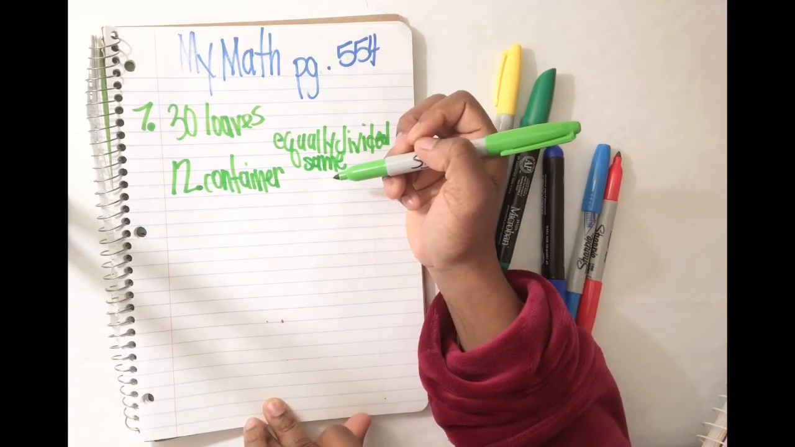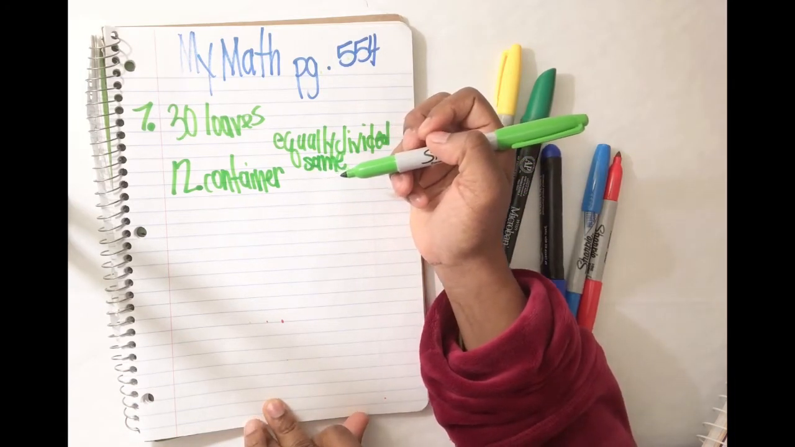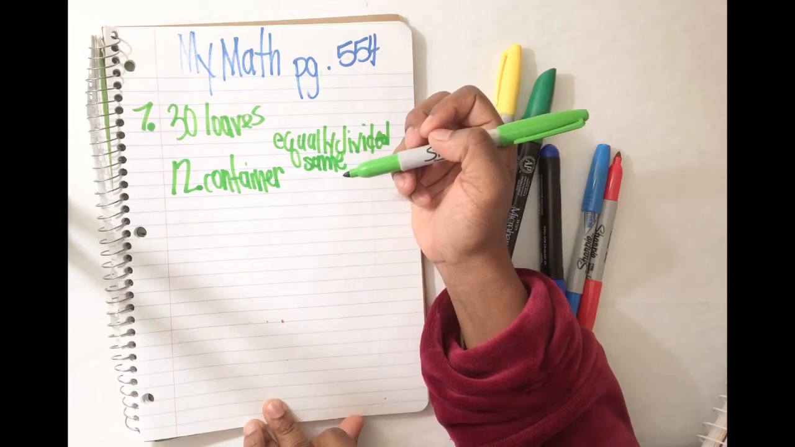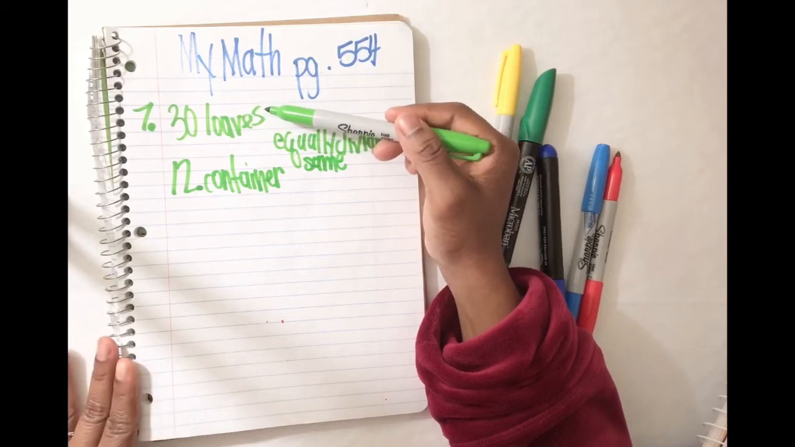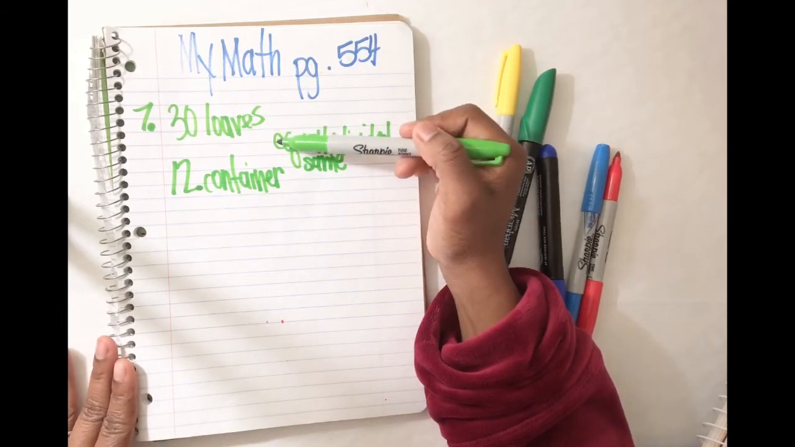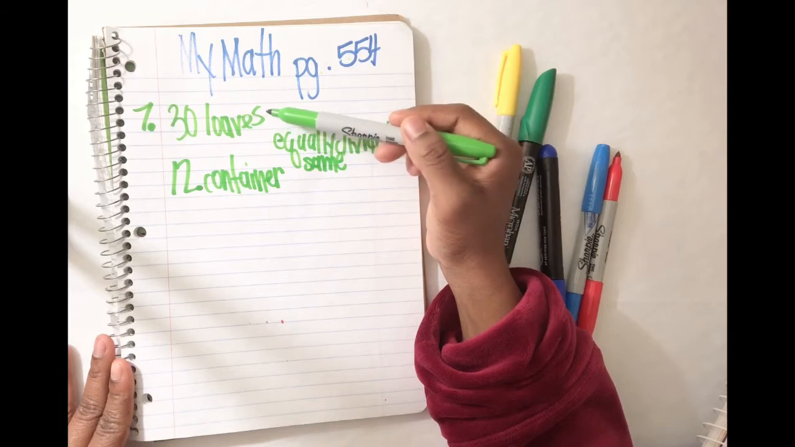How many loaves of banana bread are in each container? Between what two whole numbers does the answer lie? Now notice I'm writing the information down exactly as they give it to me in the word problem. Let's read it again.